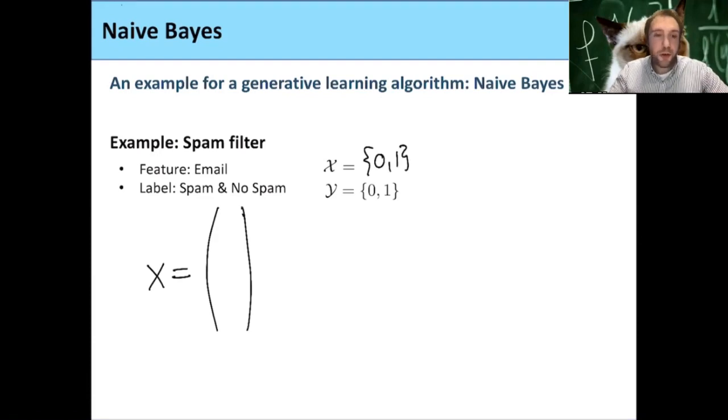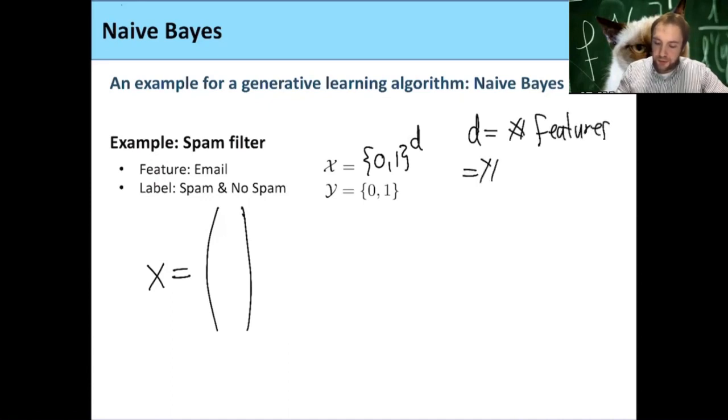And for each word in the dictionary, I will have a place here in this vector, which sounds maybe like a lot, but one can make this smaller later. But let's say here I have D features, and D in this case is the number of features. And in this example, it's the number of words in, for example, an English dictionary.